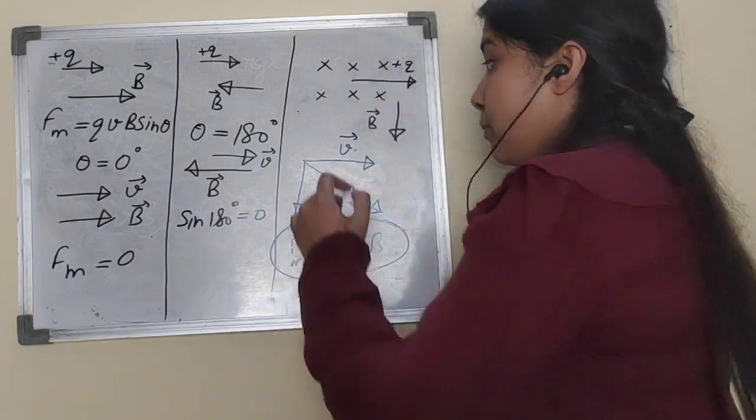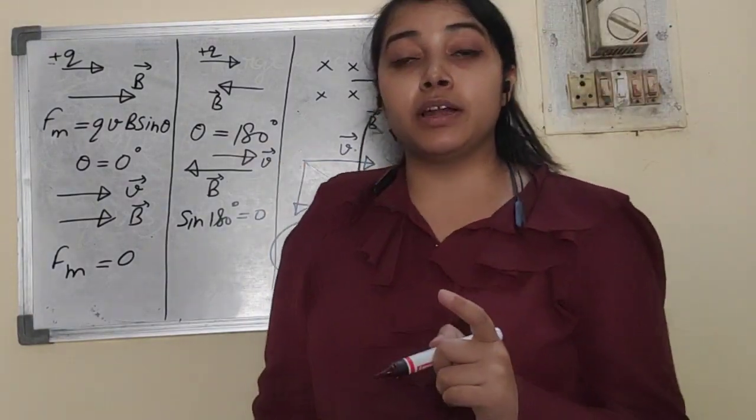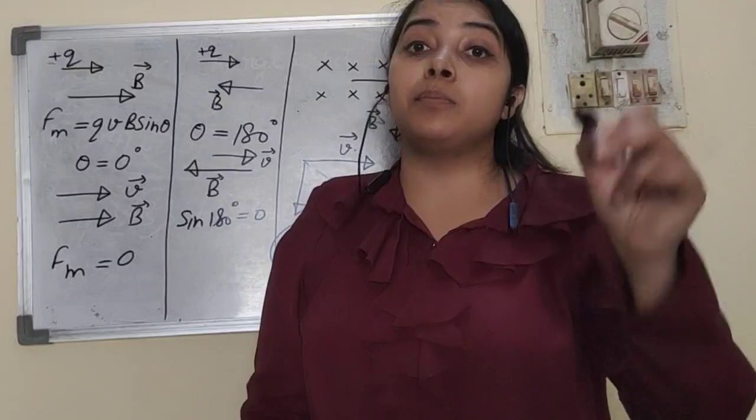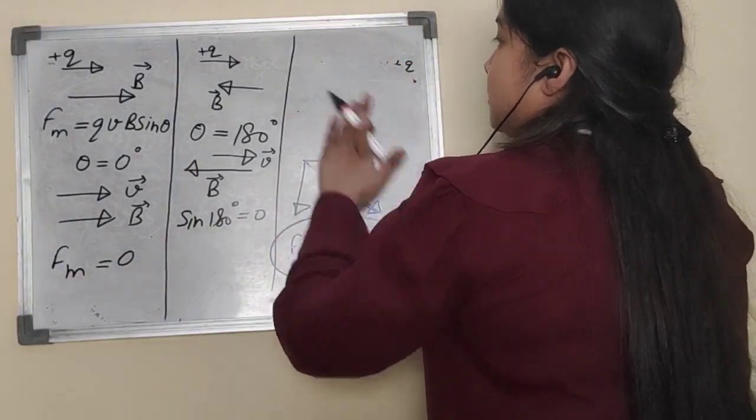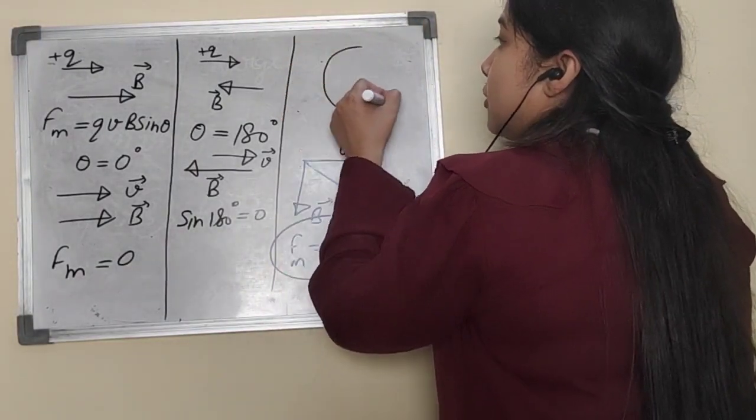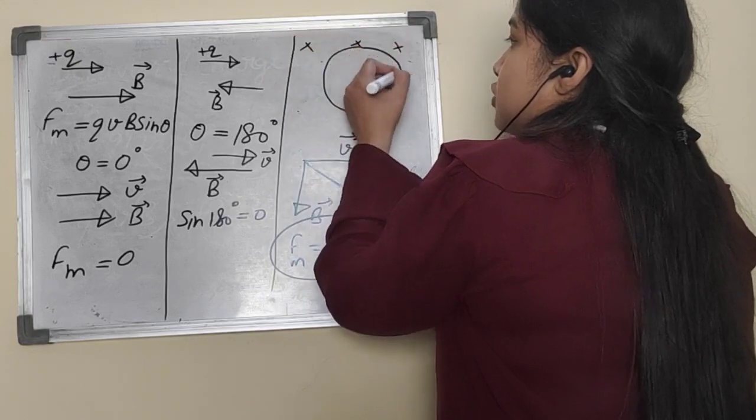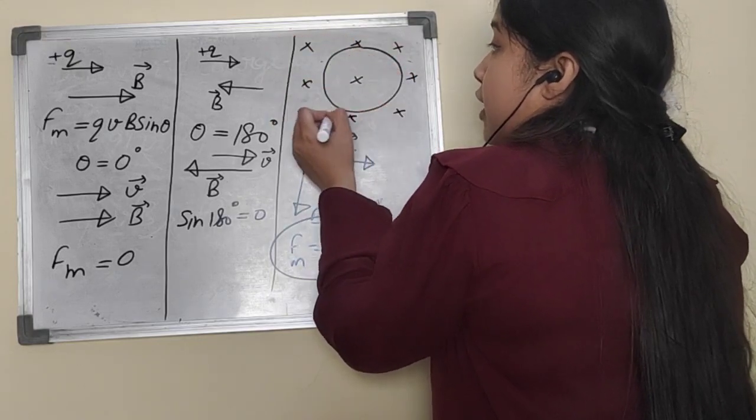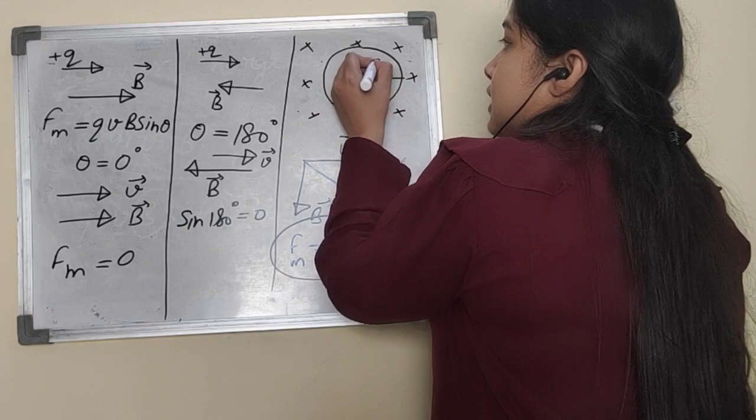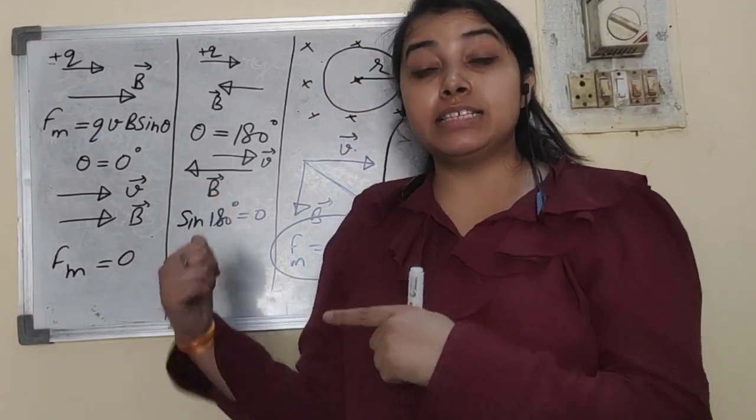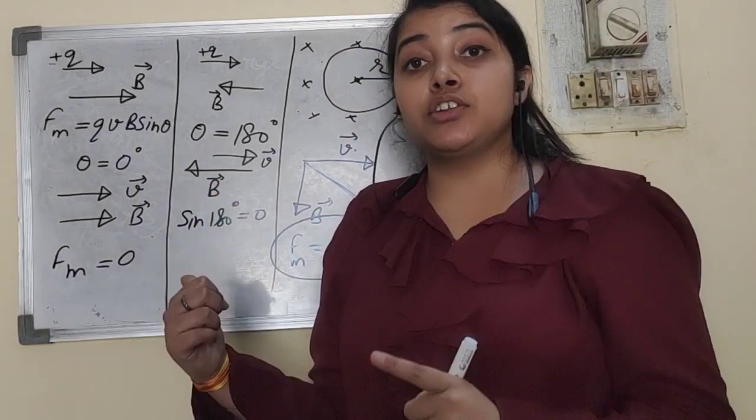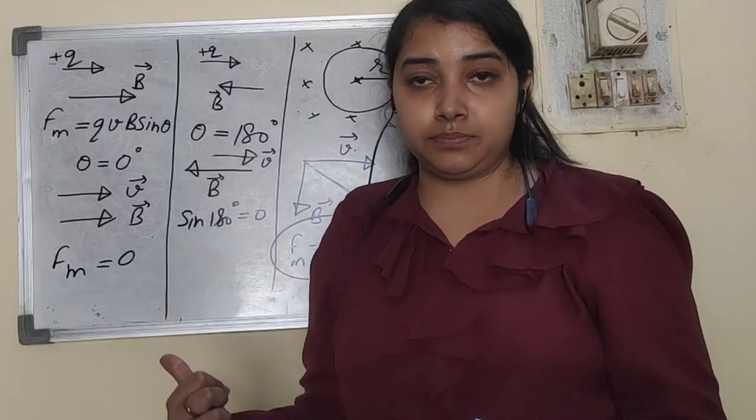So basically, because of this force, the charged particle will start moving in a circular path like this. The charged particle will start moving in a circular path in the presence of a downward magnetic field with a particular radius, small r. And this radius is constant because this radius depends upon the velocity.